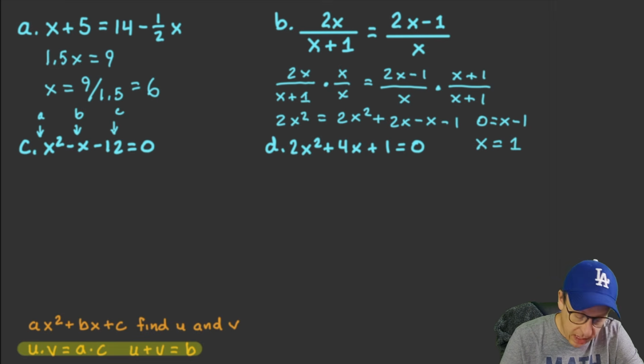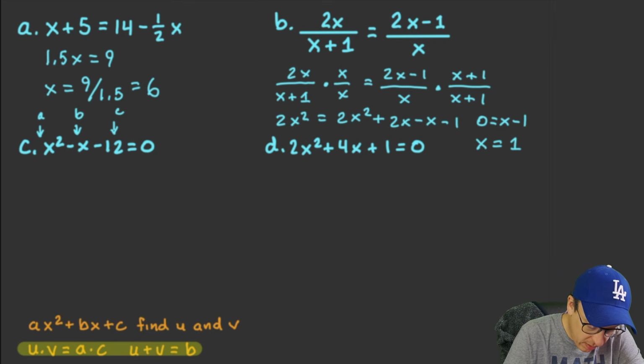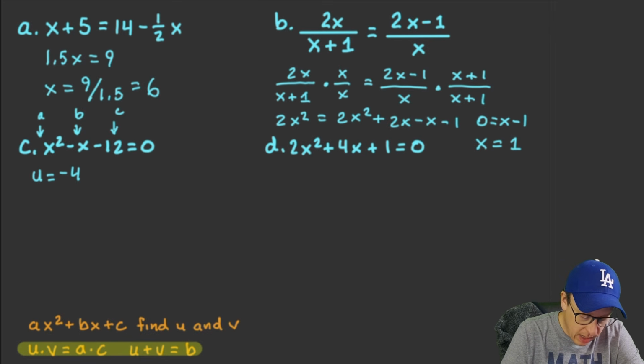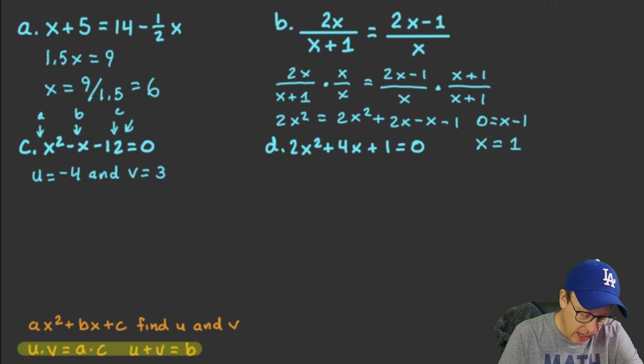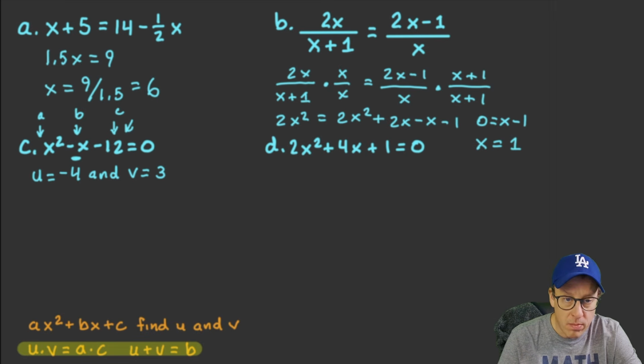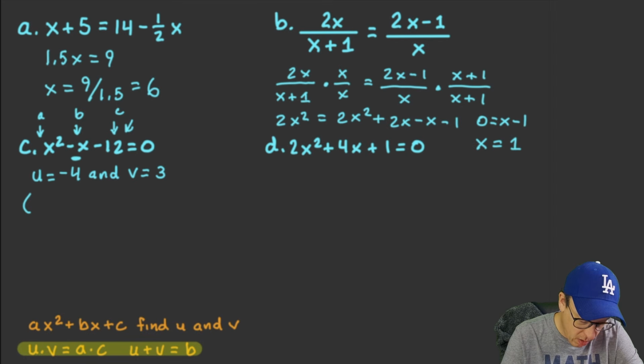All right, so this is actually rather simple. To solve this, u is going to be equal to -4, and v is going to be equal to 3. Why is that? Well, if you multiply -4 times 3, you get -12. And if you add -4 to 3, you get -1. Okay, there you are. So that means that we can then put everything in this format. Let's move this up a little bit.